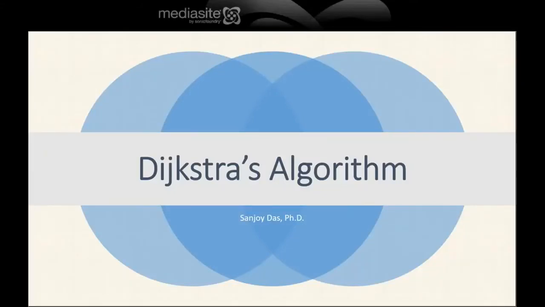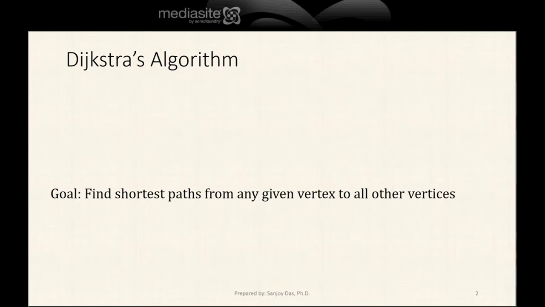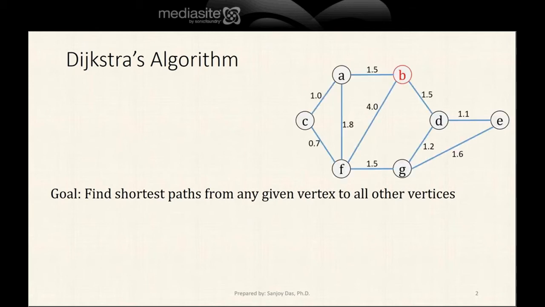So now we shall look at Dijkstra's algorithm. Dijkstra's algorithm is a very simple algorithm to find the shortest path. The goal is to find the shortest path from any given vertex to all other vertices. So here's a graph, and let's take an example. We want to find the shortest path distances from B to all other vertices in this graph.